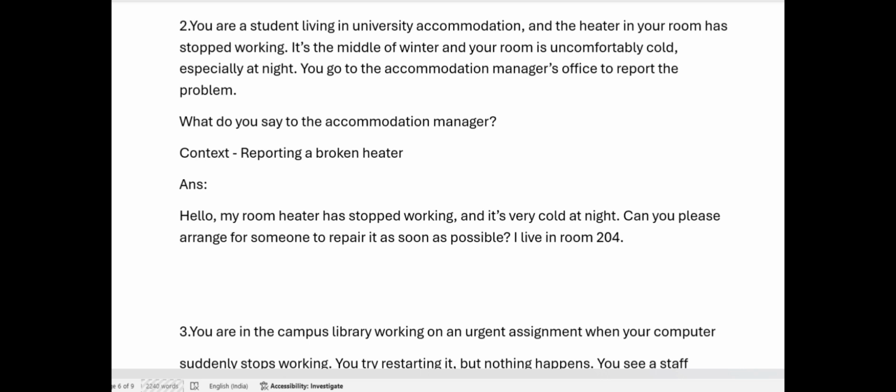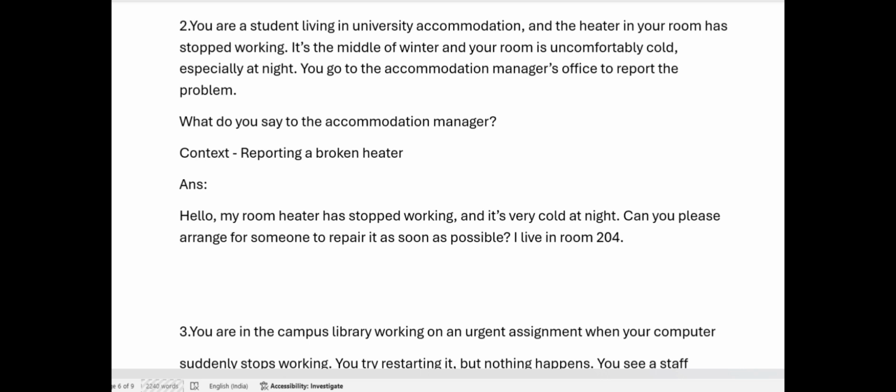Sample answer now. Hello, my room heater has stopped working and it's very cold at night. Can you please arrange for someone to repair it as soon as possible? I live in room 204.